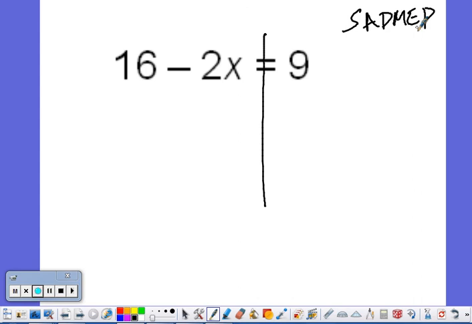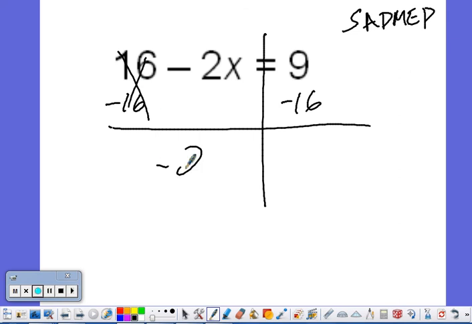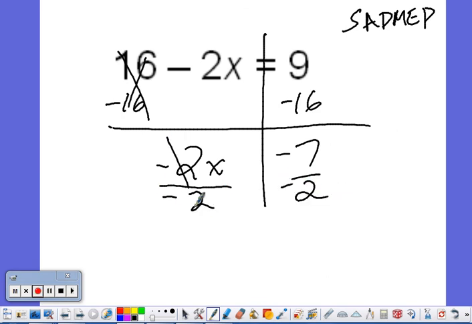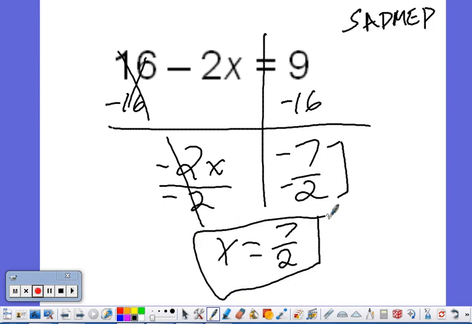So first thing, draw the river. Second, get rid of this positive 16. So minus 16 to both sides. This cancels out. I get -2x is equal to -7. Okay? Now I divide both sides by negative 2. This cancels out. x is equal to, look, right here. Negative 7 divided by negative 2 is just positive 7/2. And there's my solution.